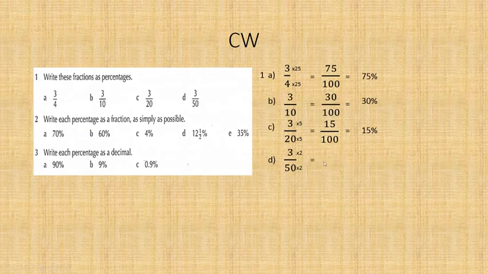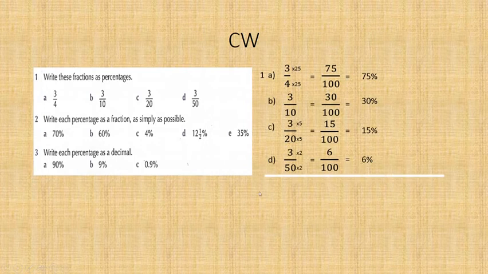And after that, I will just multiply: 3 times 2 is going to be equal to 6, and 50 times 2 is going to be 100. So it's going to be 6 over 100. And to make it a percentage, I am taking this numerator and putting the percent sign next to it. So it's going to be 6%.